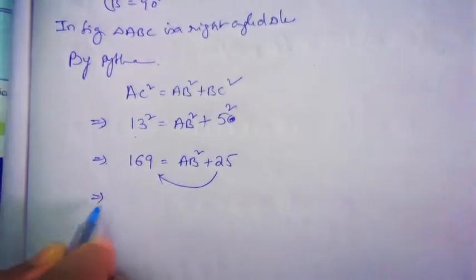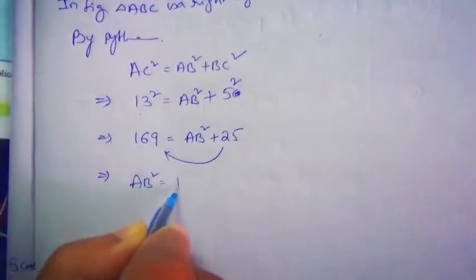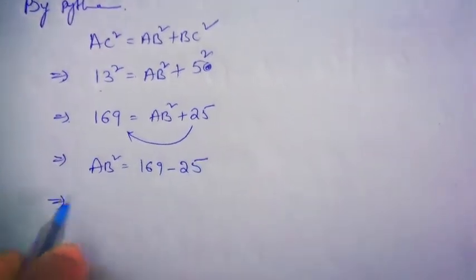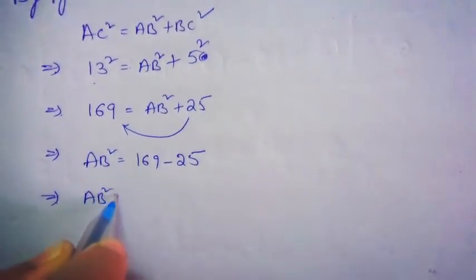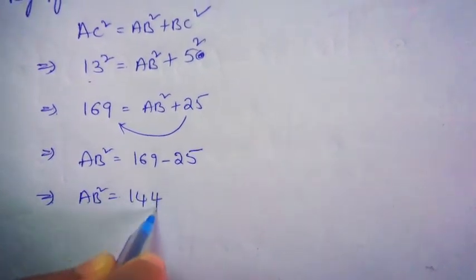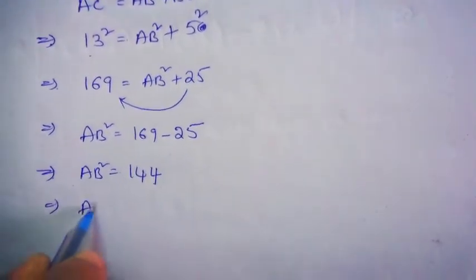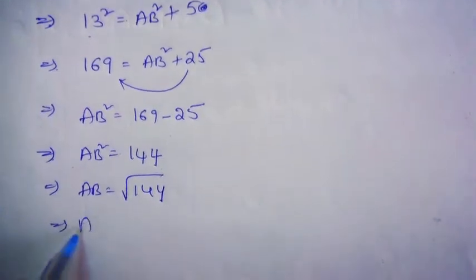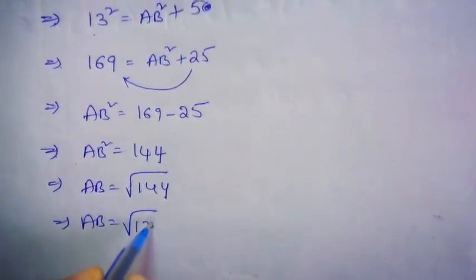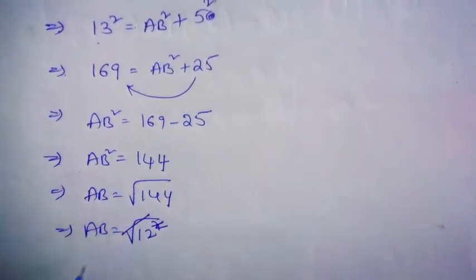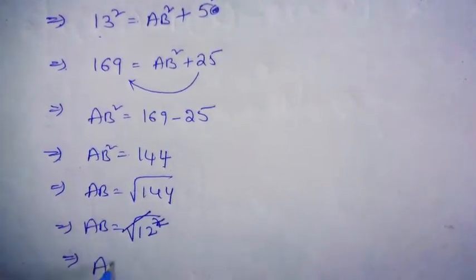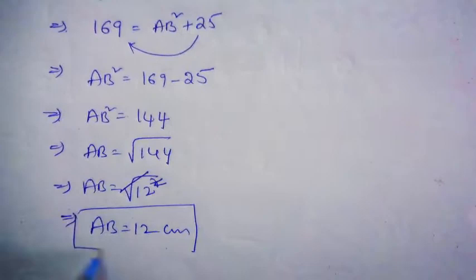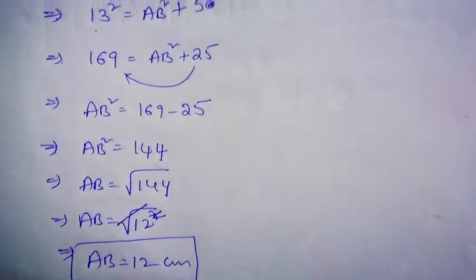Okay, so that implies AB square is equal to 169 minus 25. That implies AB square is equal to 144. That implies AB is equal to square root of 144. That implies AB is equal to square root of 12 square. Square root cancelled. So AB is equal to 12 centimeters. Okay, so AB we got here.